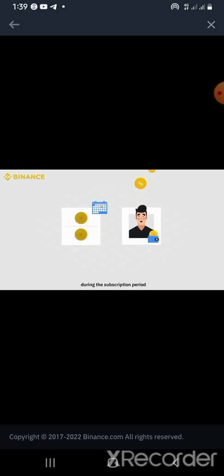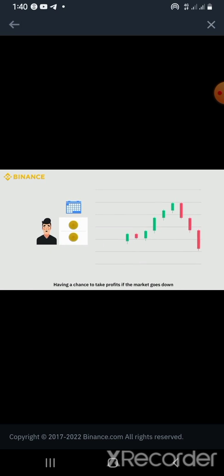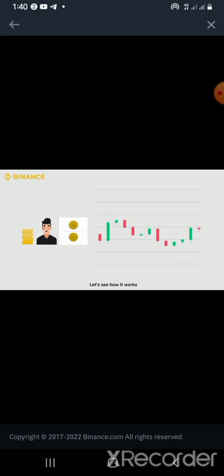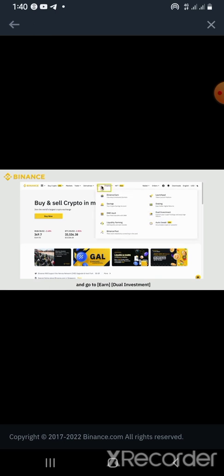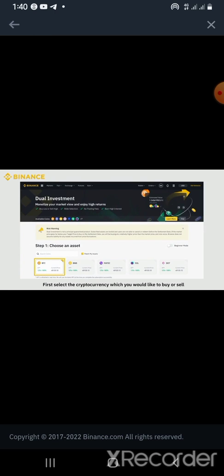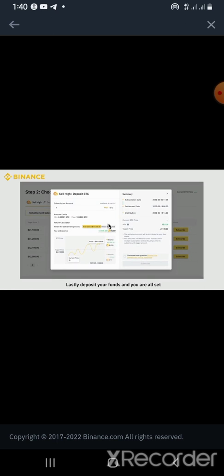Dual investment may fit in your trading strategy in different ways, such as having a chance to take profits if the market goes down, or buy the dip if the market goes up, or simply to grow your crypto holding amounts when the market is stable. Let's see how it works. How to subscribe to Binance Dual Investment. Log into your Binance account and go to Earn, Dual Investment. First, select the cryptocurrency which you would like to buy or sell. Then, decide to buy low or sell high. Choose the right product based on your desired target price, settlement date, and APY. Lastly, deposit your funds and you are all set.